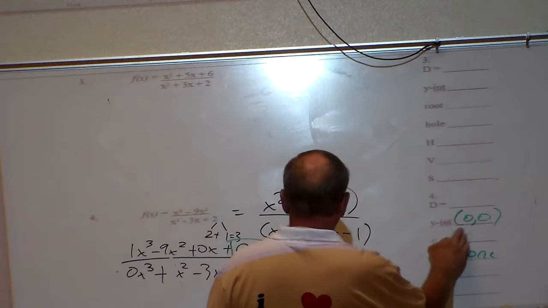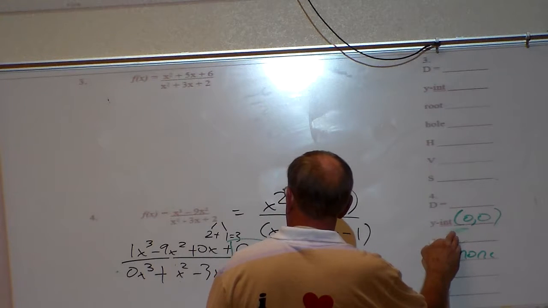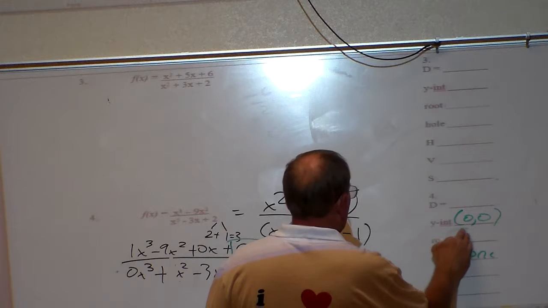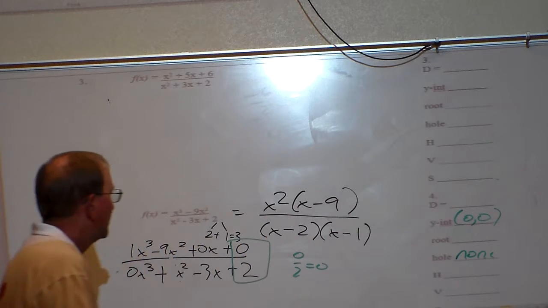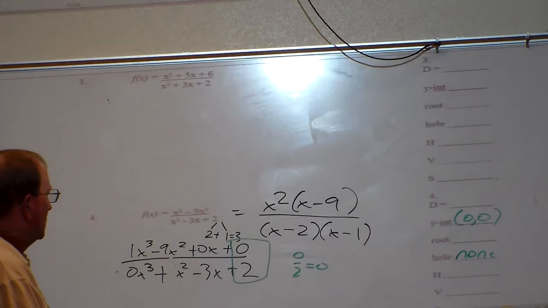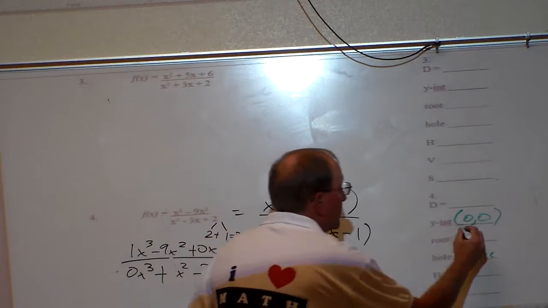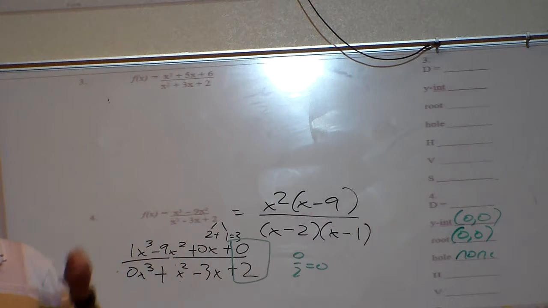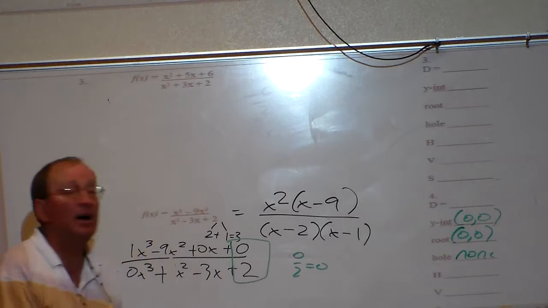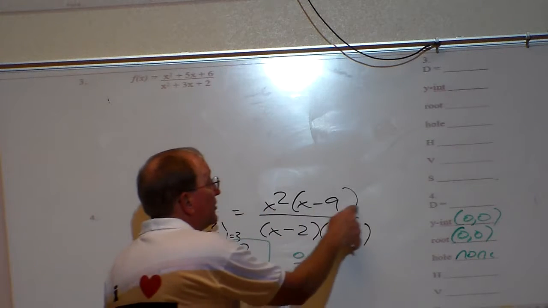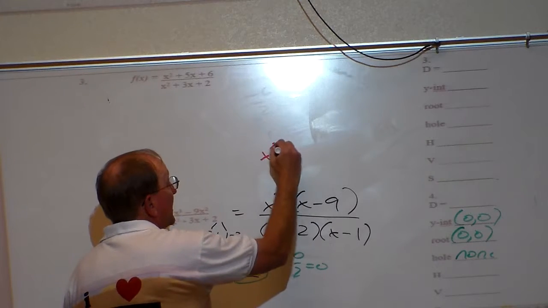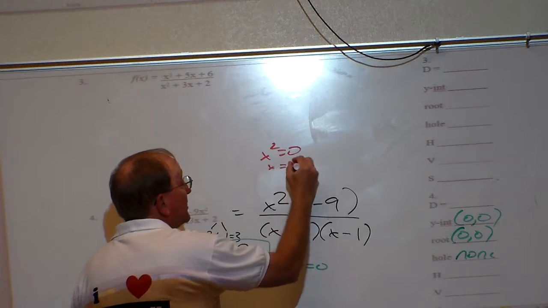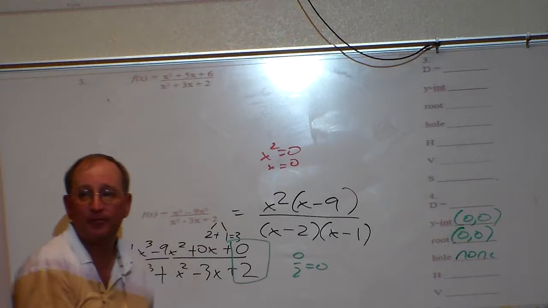Well, no, wait a minute. The y-intercept is at 0, 0. Yes, there will be a root at 0, 0. You're right. There will be that. But be careful. There also could be a second one. And let's go ahead and check that. How do you know? By setting the numerator to 0, which means I would have x squared equals 0. That's where I get the 0, 0 one for here, right?